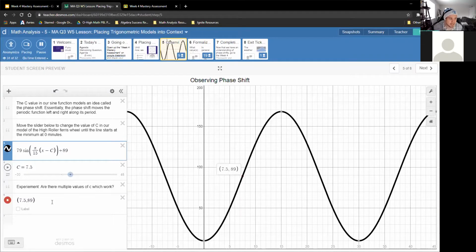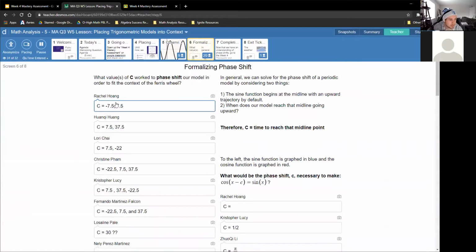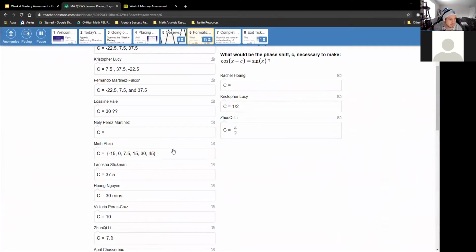Now, I asked you guys to experiment and see if there were multiple values of C which worked, though, right? So let's see what happens. Are there multiple values of C which worked? What else did people get? I see some people with 37.5. Hey guys, before I even do it, 37.5 versus 7.5, which is what we had before. What's the difference between those two values?